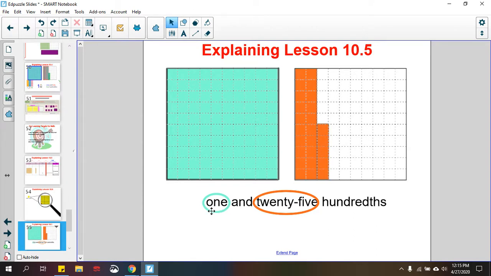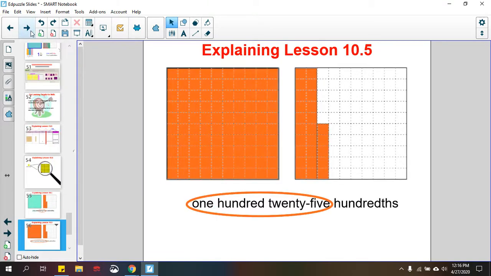Well, what I'm looking at here is the different ways to see or the different ways to read and write this number. So notice I've got one whole, that's kind of my teal color here, the one whole, and then I've got 25 hundredths or 25 little squares that are also colored in. So that's one way to see this number is seeing the wholes and the extra hundredths that are colored in.